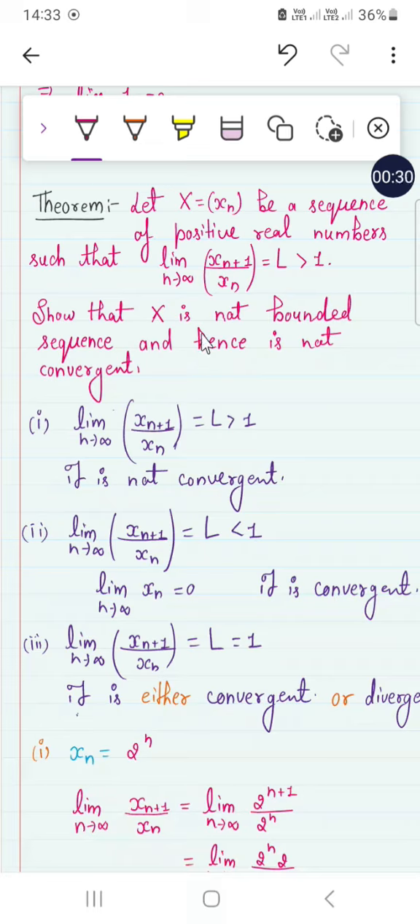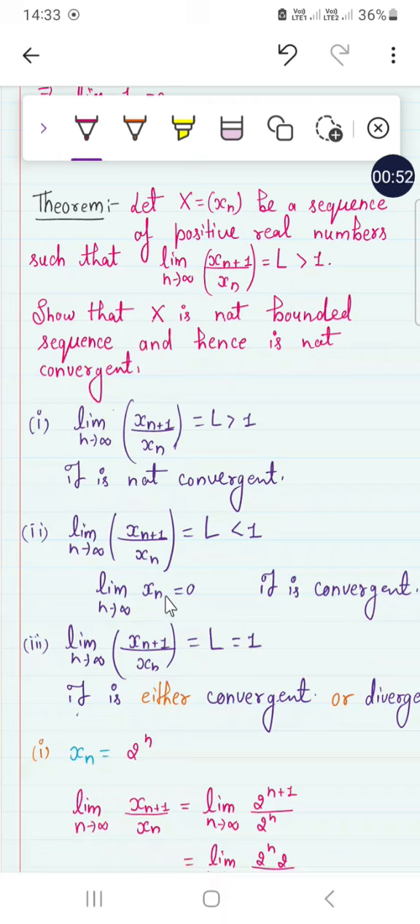Okay, now we have 3 points on this theorem. Firstly, if the sequence limit L is greater than 1, then X is not bounded, so it is not convergent, right? If L is less than 1, then the limit exists and the limit of xn is always 0, so it is convergent.